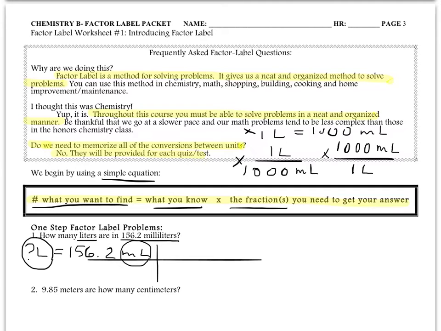So if I use the first fraction, I have 1,000 milliliters on the bottom of my fraction and 1 liter on the top. Important rule: whenever you have the same unit on the top of your fraction as you have on the bottom, you can cancel them out. They undo each other. So now the only unit that we have left is liters, which is good because that's what we were asked to solve for. At that point, we are ready to calculate and come up with a final answer.